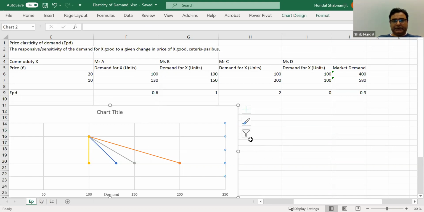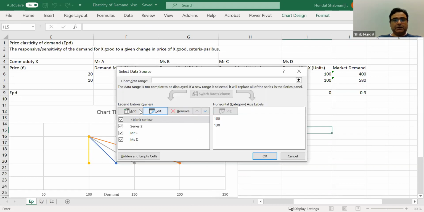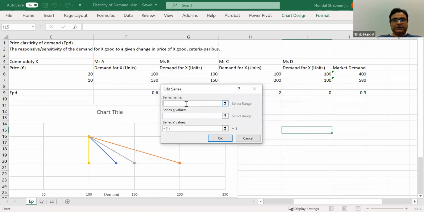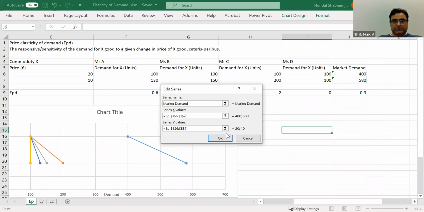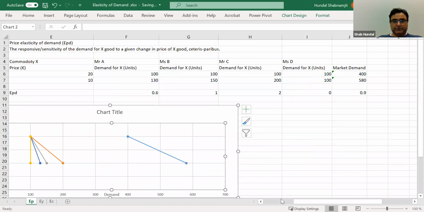If you want me to draw another line, select data, add series name, let's call it market demand. If I choose the y-axis, same price, which is 20 and 10, and the x-axis is 4 and 580, and okay, and there we go. Do we get any?